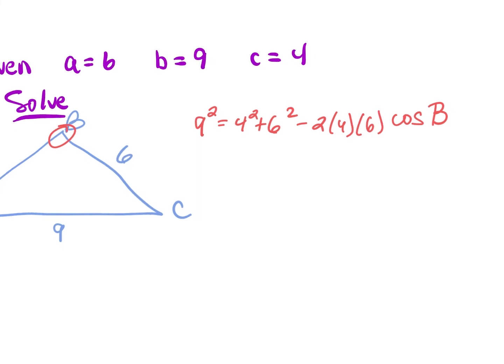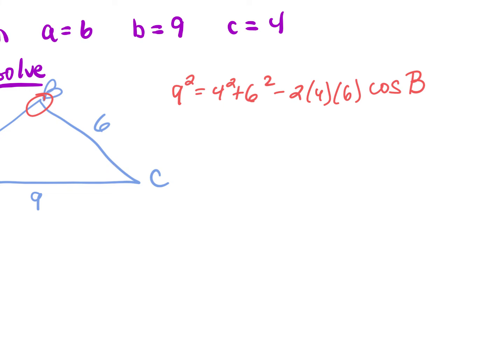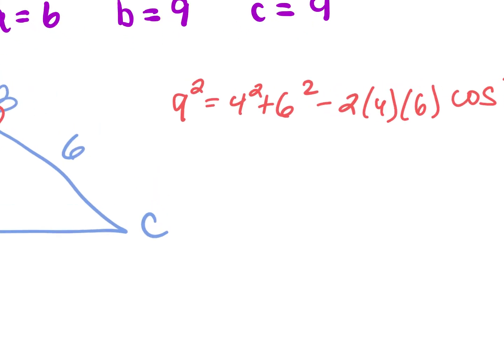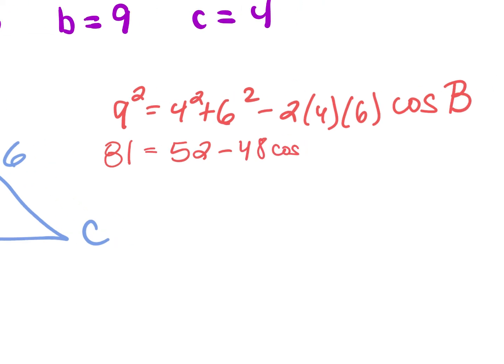And now we just mathematically have to work this out. Let's do this in our calculator. What is 9 squared? 81, good, equals, what's 4 squared plus 6 squared? 52, right? Minus, what's 2 times 4 times 6? So I have minus 48 times the cosine of B.